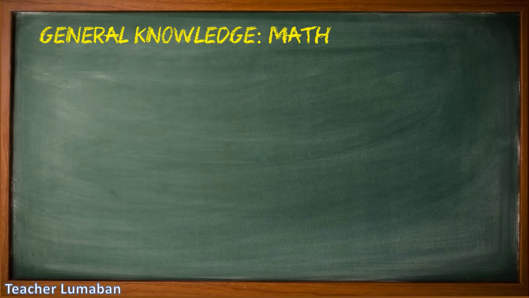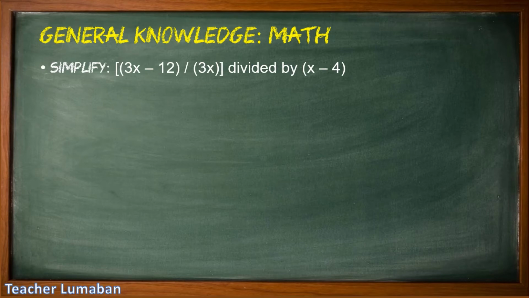Simplify (3x minus 12) divided by 3x, divided by (x minus 4). Letter A, x. Letter B, 3x. Letter C, 1 over x. Letter D, x minus 4.